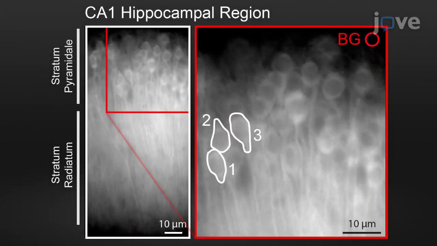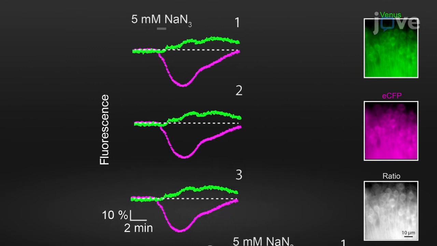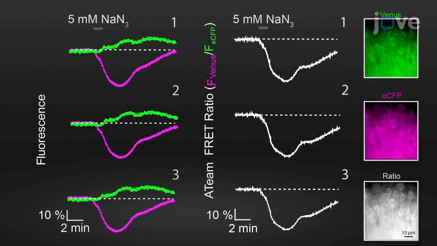In organotypic slices expressing ATeam1.03YEMK in the hippocampal neurons, selected ROIs represent the somata of pyramidal cells. After exposing the slice to 5 millimolar sodium azide in the absence of extracellular glucose for 1 minute, opposite changes were induced in the emission intensity of the FRET pair. A reversible decrease in the ATeam-FRET ratio was also observed.